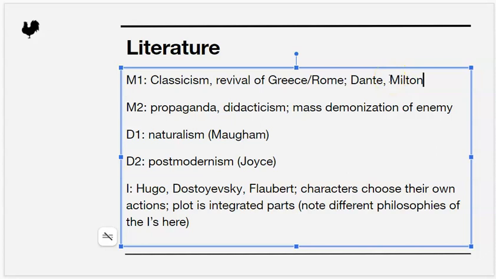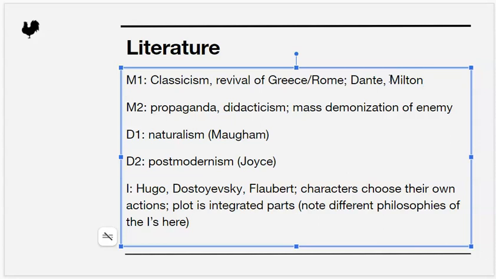And then M2 in literature would be propaganda. Literature for the sake of being didactic. There's always some kind of mass demonization of an enemy. And then D1 in literature is naturalism, more of a journalistic story, just saying what happened. And I think a good example of this is Somerset Maugham, who's an author I really enjoyed. Again, this is in no way criticizing how good the art is or how talented the artist is, simply their approach.